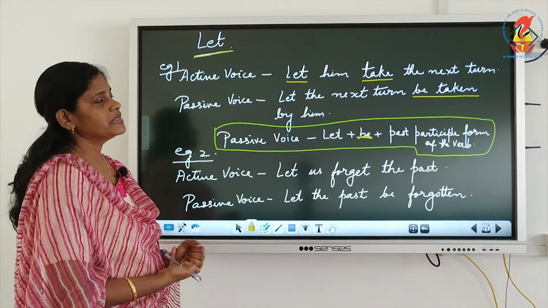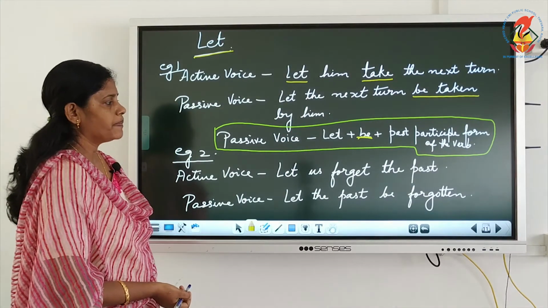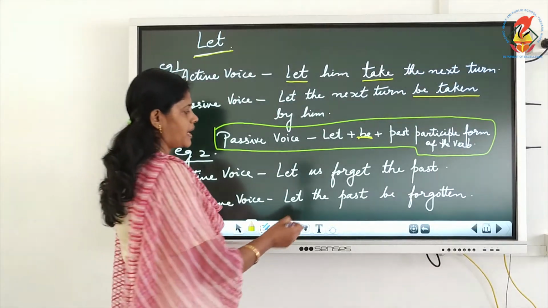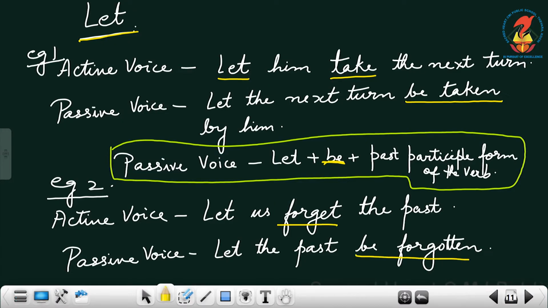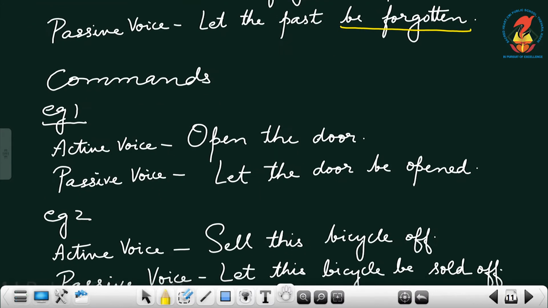So take becomes taken. Second example, let us forget the past. Let the past be forgotten. So this is the active form, forget is the verb and we have to use the past participle form of forget, that is forgotten. Here this is the verb. Then comes the commands.